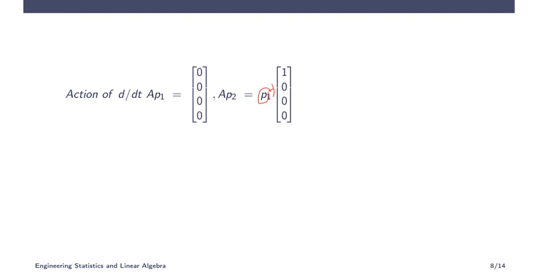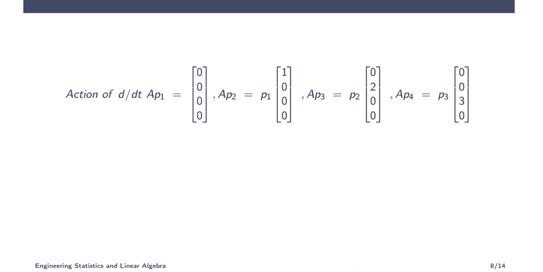Now what is AP3? Transformation on the basis gives 2P2, right? So I can write 0 2 0 0. The coefficient of P2 is 2, that is why I am putting it in the second element. The coefficients of P1, P3 and P4 are 0. Now what is AP4? AP4 was 3P3. So for the position corresponding to P3, that will be 3 and everything else is 0.